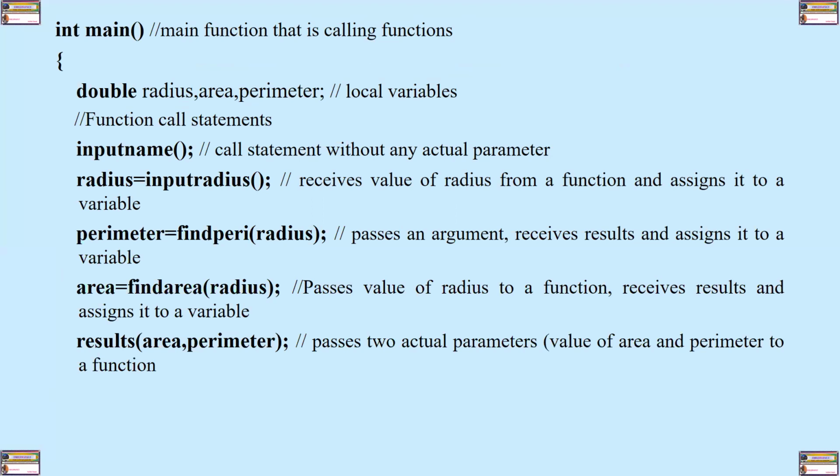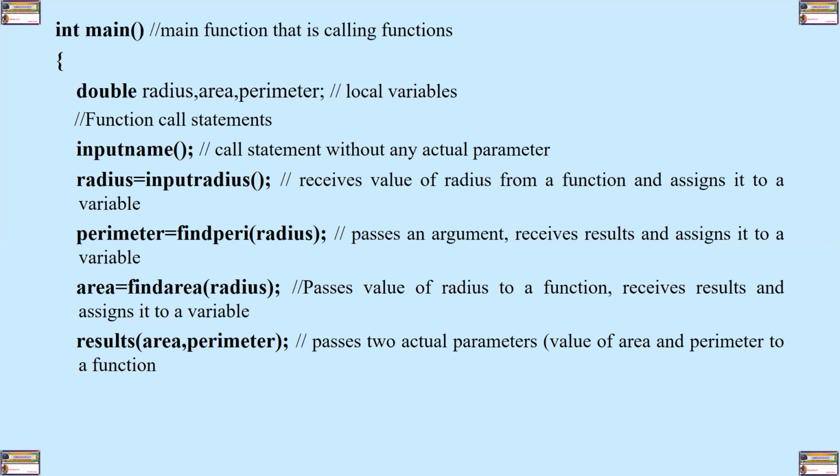Then the control will be taken to the next call statement. The call statement here is for a function called results. So the compiler will pick the value in memory location called area and the value in memory location called perimeter.